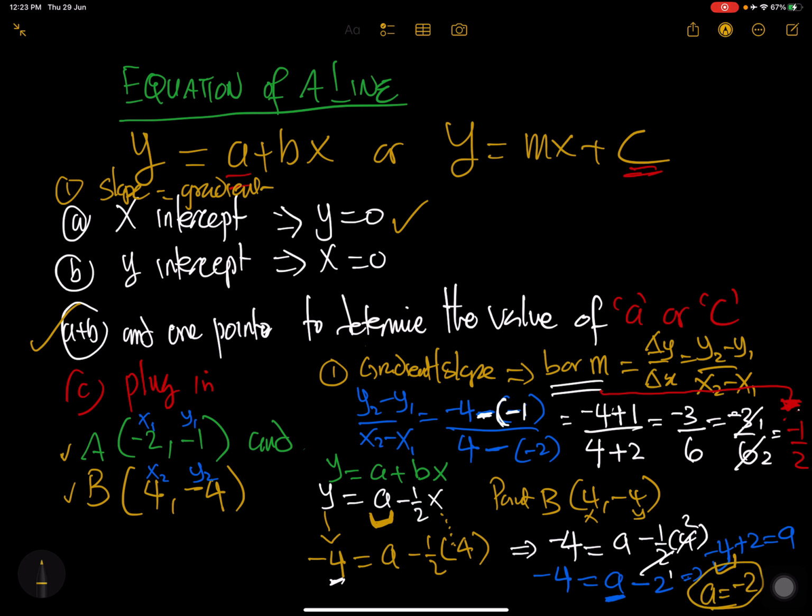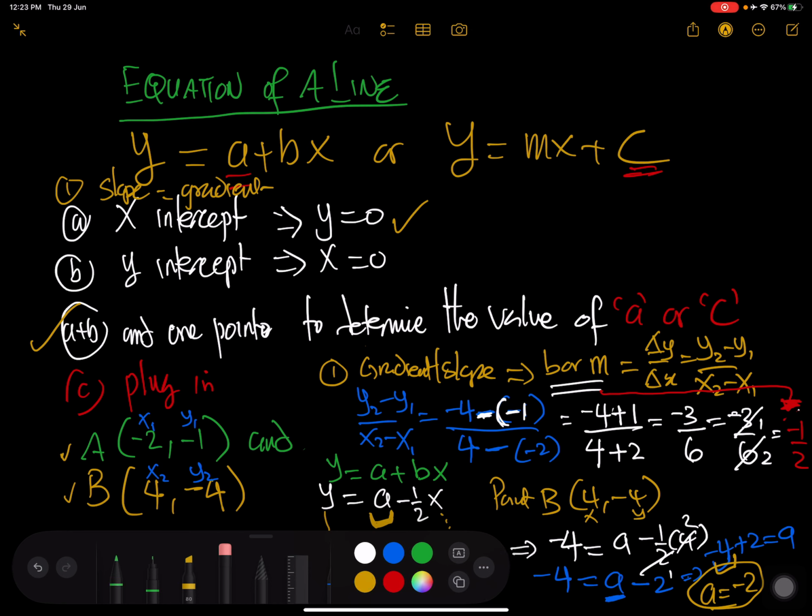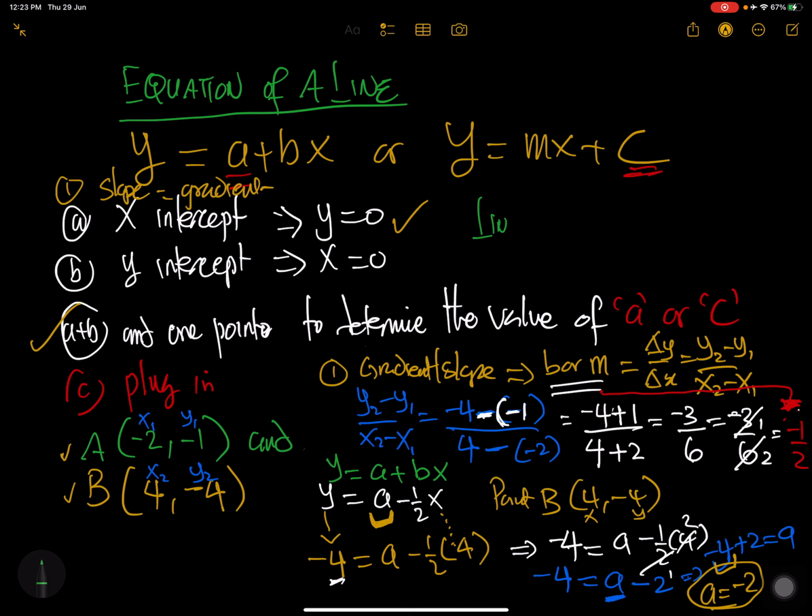All right. So we can boldly say that our linear equation is basically y is equal to what? The a there is negative 2. This a is what we looked for here. So it's negative 2, and then we have the slope, which is negative half. This b here is negative half, and then we attach the x. So basically, this is our equation, but we can still simplify it by multiplying each side by 2. But if you leave it as this, it's also okay.